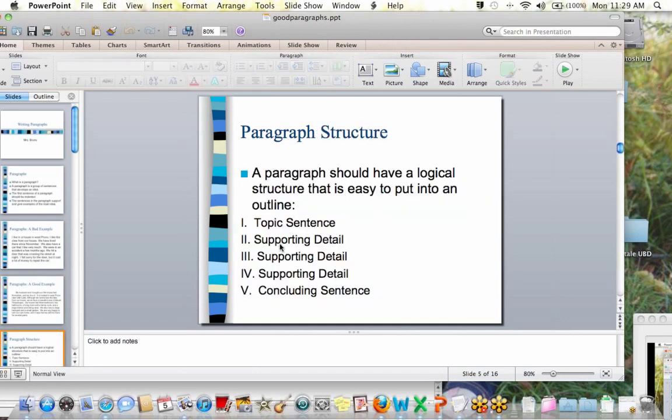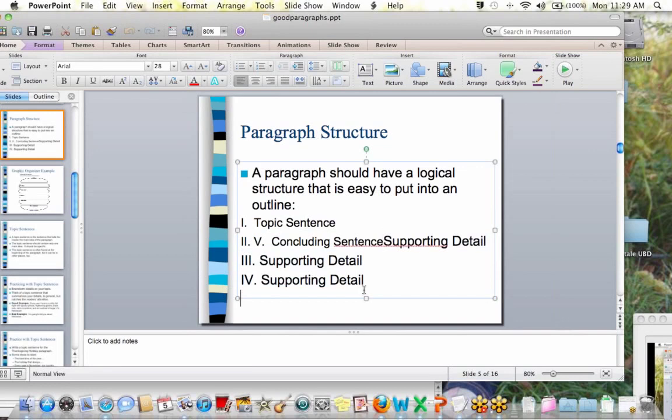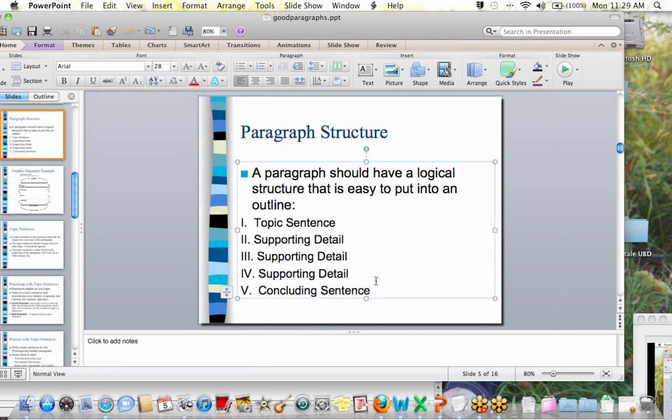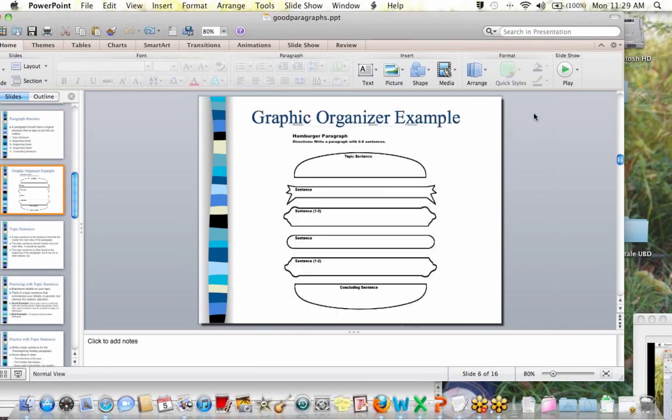When you write a paragraph, you need to make sure it has certain things. It has to have a topic sentence, which we're going to talk about. It has to have details. Usually that's the easy part, the details. And then it has to have a concluding sentence. The hard part. But we're going to talk about it.